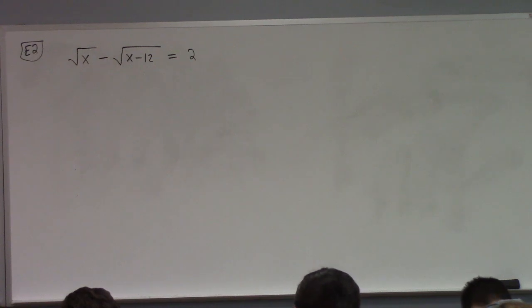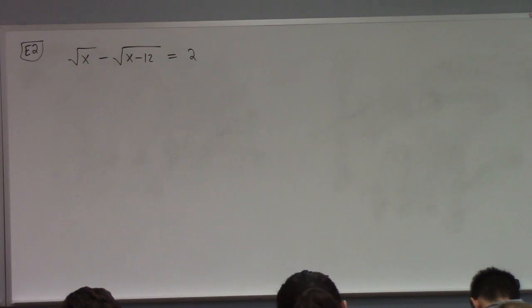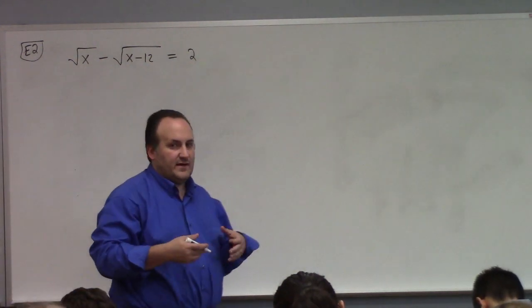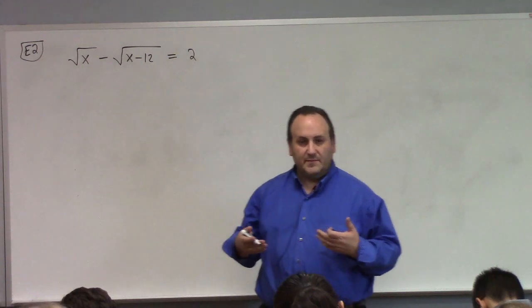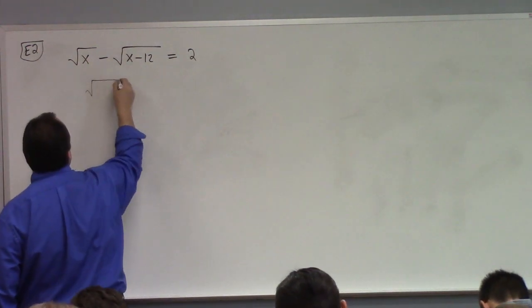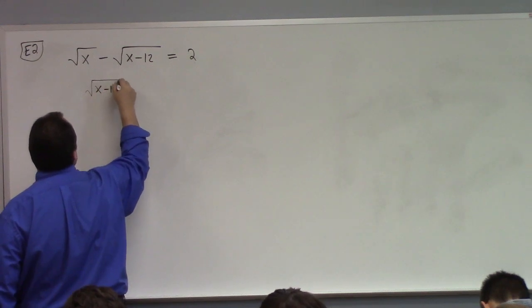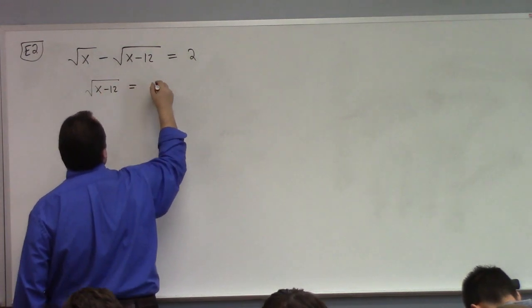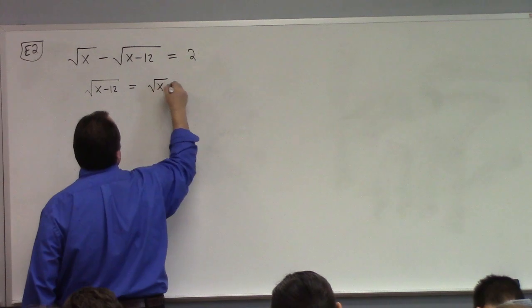So again, the starting idea is to isolate a radical. Now you've got choices. Do you want to isolate the x minus 12 or do you want to isolate the x? I think we should isolate the uglier one as a rule of thumb. The second one. So if we isolate that, we have the square root of x minus 12 is equal to the square root of x minus 2.